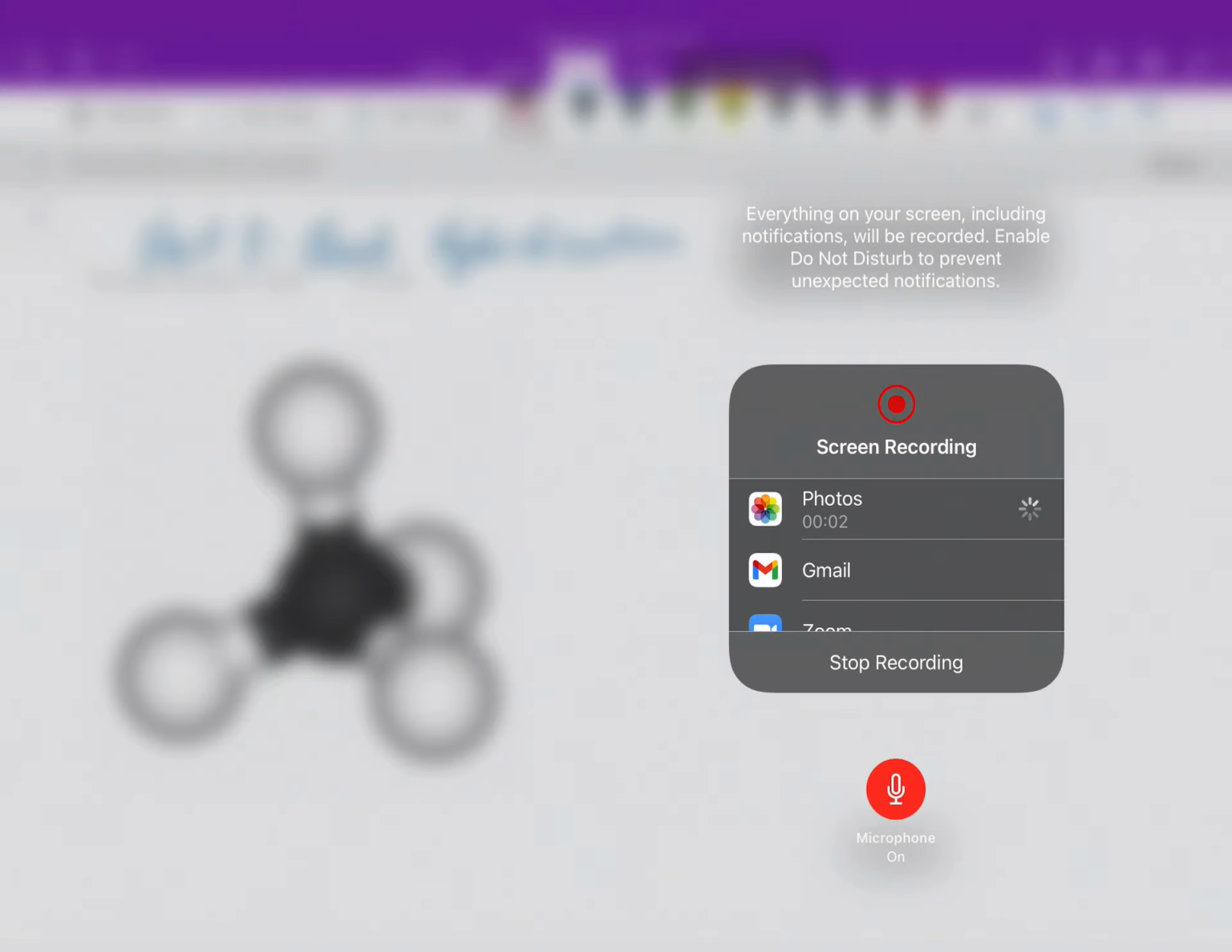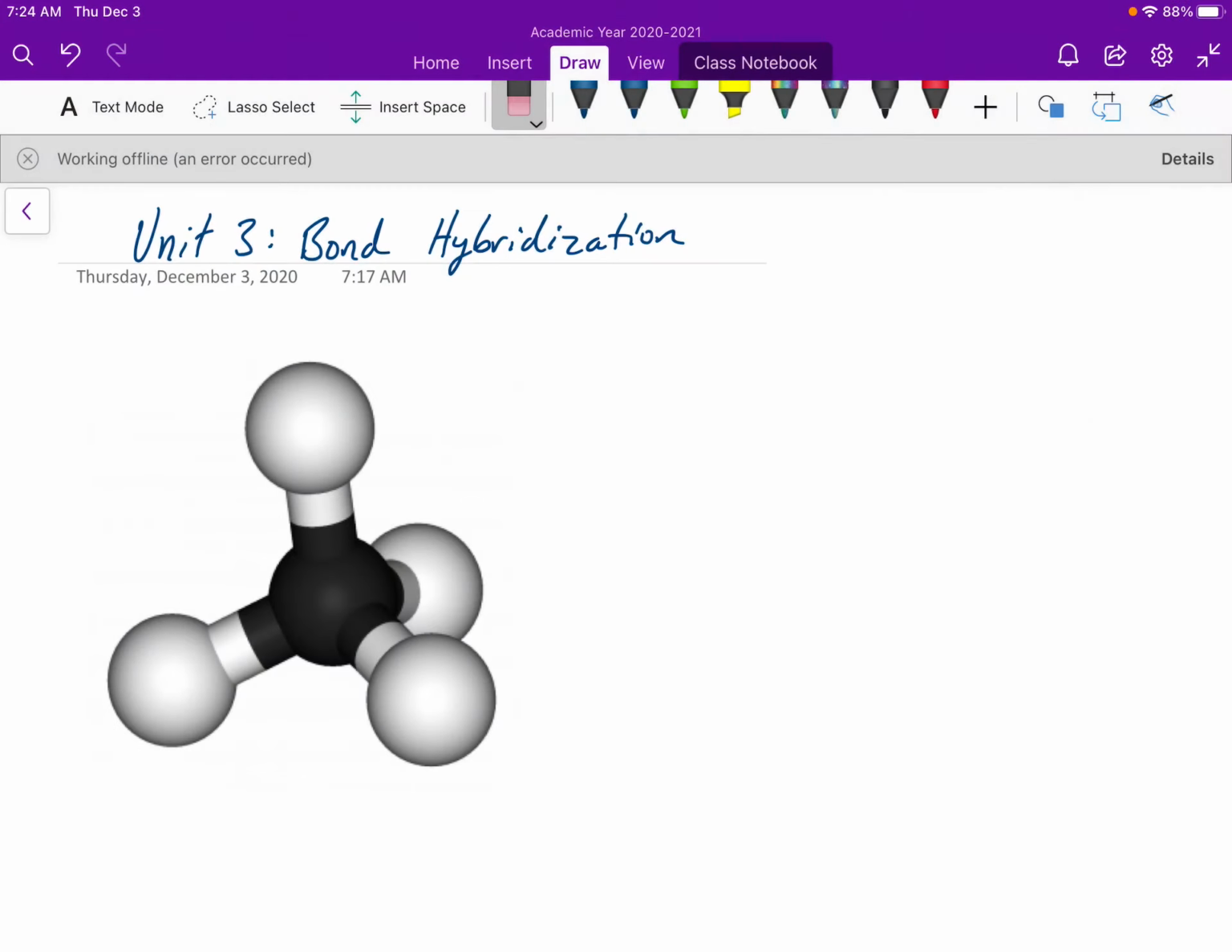All right, guys, this is Unit 3, the last piece of the unit called bond hybridization, okay? So we're going to run through, now that we have a little bit of an idea of three-dimensional shape, we're going to really understand why, okay? So we're going to take the first example here. This is just very simple, and this is methane, CH4.